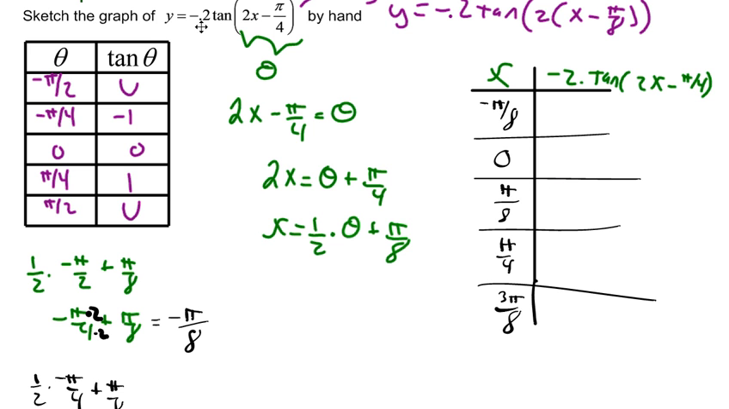We take these guys and multiply them by negative 0.2. So our undefined times negative 0.2 is still undefined. Negative 1 times negative 0.2 is a positive 0.2. 0 times 0.2 is 0. 1 times a negative 0.2 is a negative 0.2. And the undefined right there. Okay? So this right here represents 1 period.